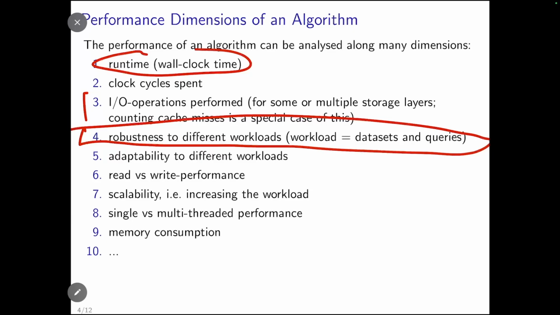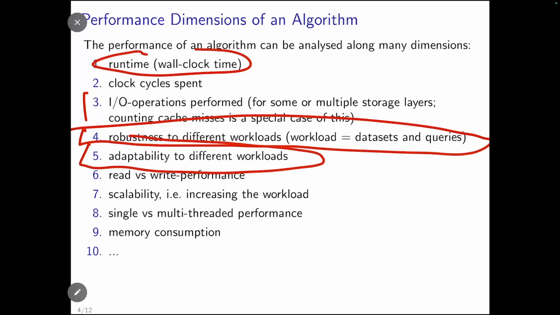They're not so flexible when that distribution changes. So those index structures are not that robust. But they have advantages if you know that the shape of the distribution doesn't change. Adaptability to different workloads, that's, for instance, something where B-tree shines.